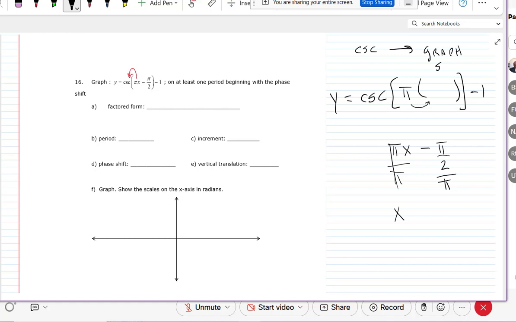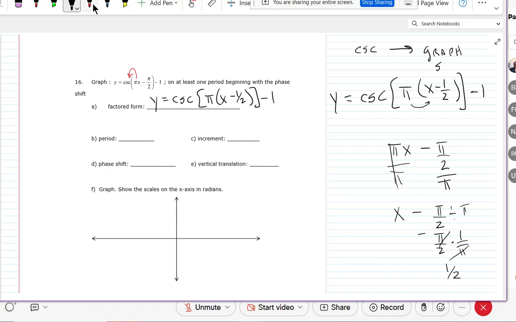Okay, so that'll give x. This part right here is going to be pi over 2 divided by pi. So that will be pi over 2 times 1 over pi. That gives you 1/2. So when you factor that, you have x minus 1/2. You don't have to go through all this stuff. You can process that in your head. So your factored form is y equals cosecant of pi times x minus 1/2 minus 1.